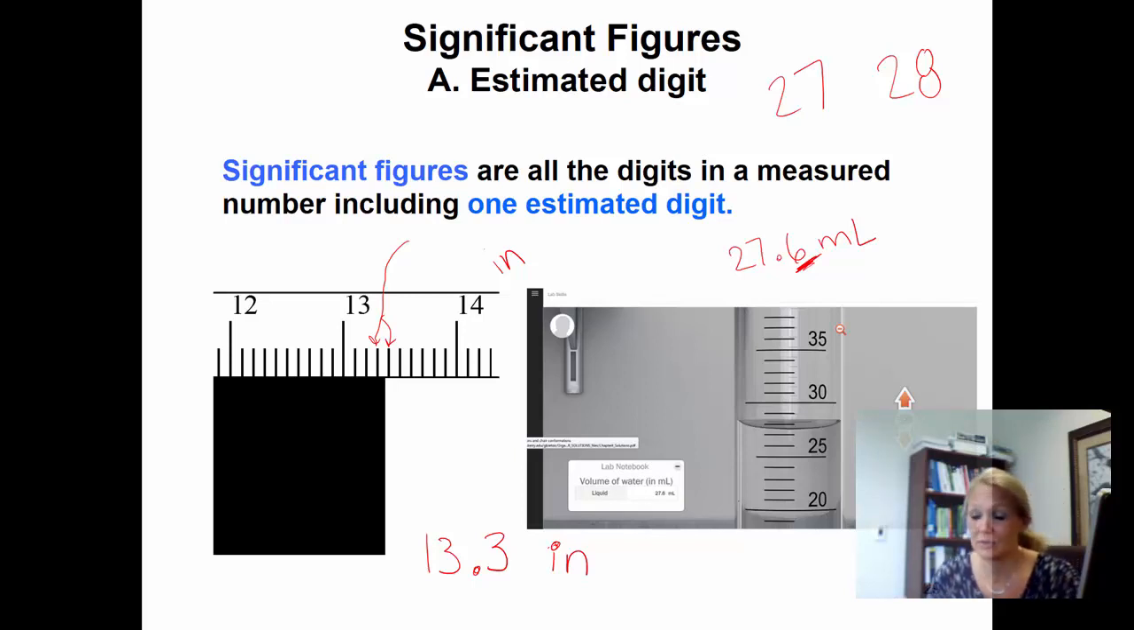And one last thing I do want to mention is when you use a balance in the lab, you do not have to estimate a digit on it. It's going to record it already, including that estimated digit. So you use all of the numbers that you would get from reading a balance. That's why we didn't include mass in this video.